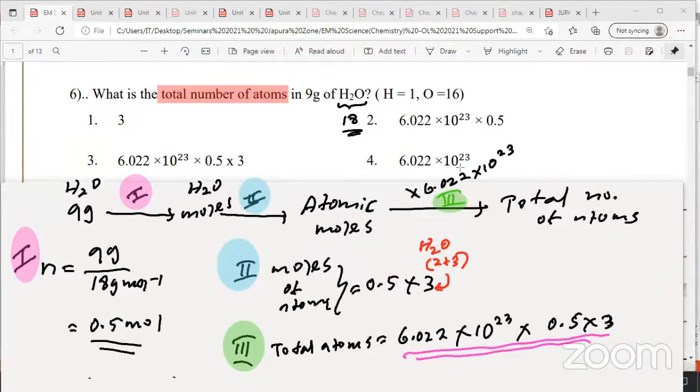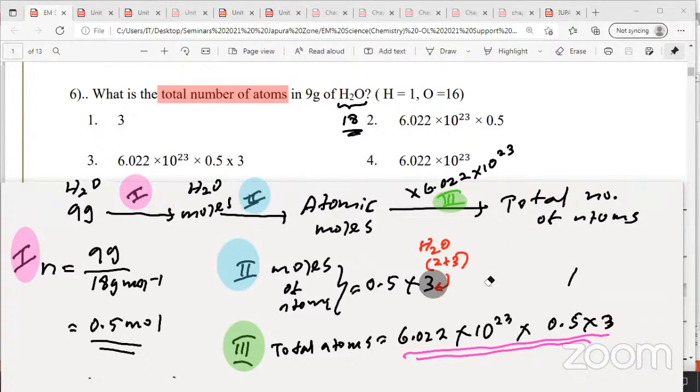So imagine one more example. Imagine you get glucose, 0.5 moles. If this was glucose, then how many atoms are there in glucose? 24 atoms. Then you have to put here 24. So this number will change depending on the number of atoms in the molecule. This you have to change. Total atoms in glucose, 24. Now imagine this was CH4, methane. Then what is the number you have to put here? 5. Imagine you get 0.5 moles of methane. Then total atomic moles will be 0.5 into 5.